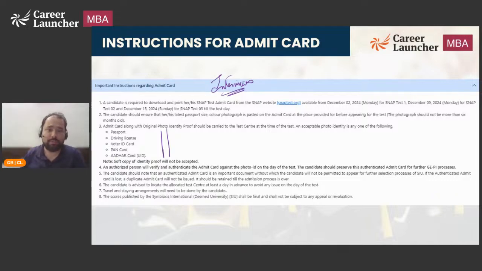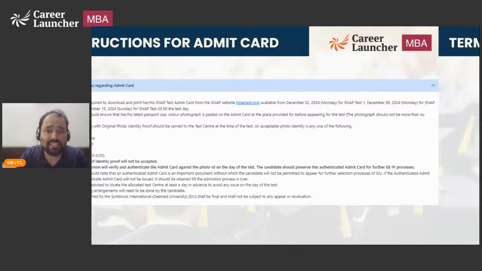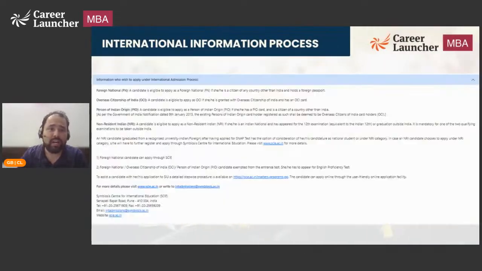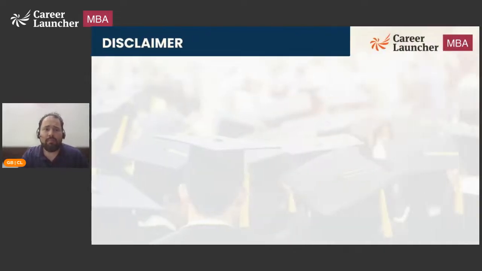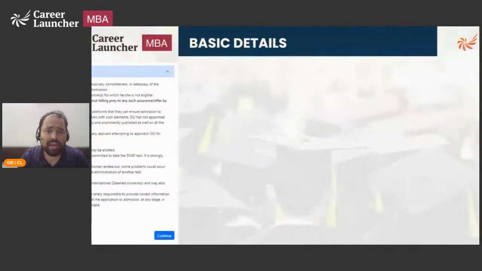You are no longer eligible. This is the only college that does that. So please ensure that you keep the admit card with you. Okay. And in case you're an international student, you can also go ahead and apply if you're a foreign national, OCI, or you are a person of Indian origin. Okay. Now, this is the basic disclaimer you will go ahead and have to put.